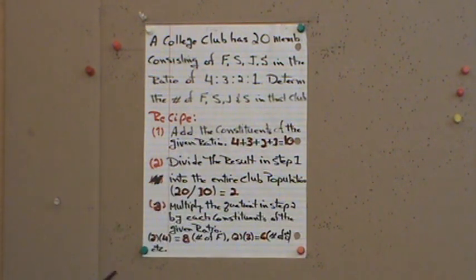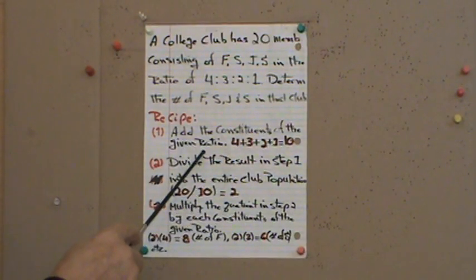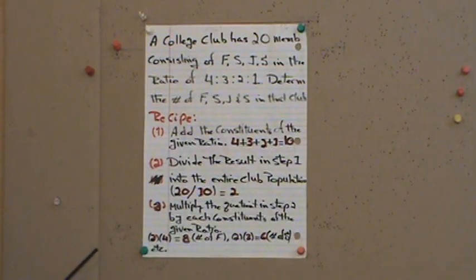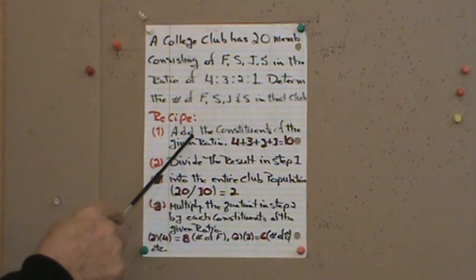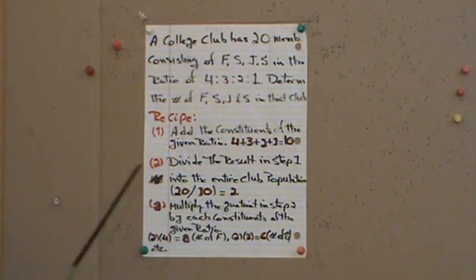Now please listen carefully. I wrote the word recipe. I hate that word, but I have a point. Now what is the recipe? Add the constituents of the given ratio. 4 plus 3 plus 2 plus 1 equals 10. Step 2, divide the result in step 1 into the entire club population, which in this case is 20. So 20 divided by 10 equals 2.